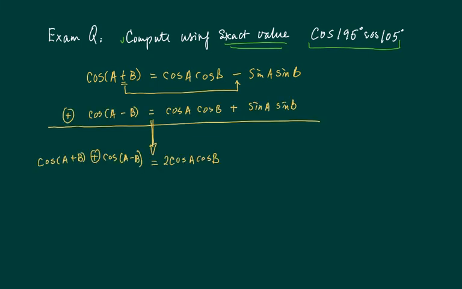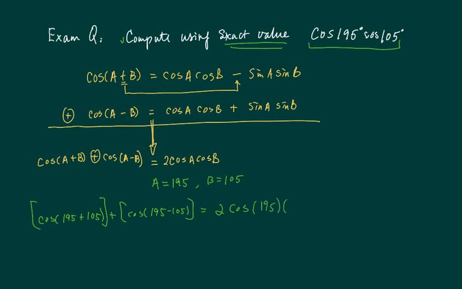Now here I have the equation written down. Since A is equal to 195 and B is equal to 105, we can say cosine of 195 plus 105, plus cosine of those two angles minus each other, is equal to twice cosine of 195, the side that we were given, cosine of 105. From here, the rest is pretty easy.